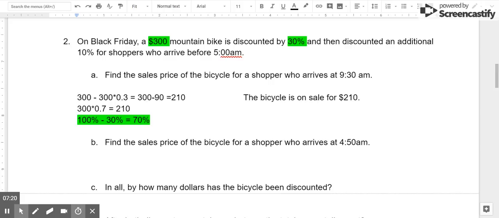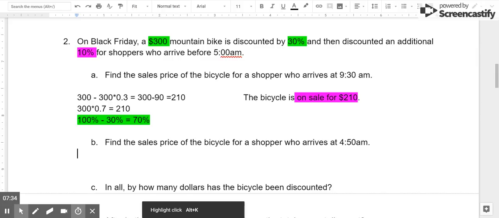But now we're talking about a shopper who arrives at 4:50 a.m. So it's discounted an additional 10% for this shopper. So this 10% talks about our new whole, which is $210. So now we have a new 100%, and it corresponds to $210.